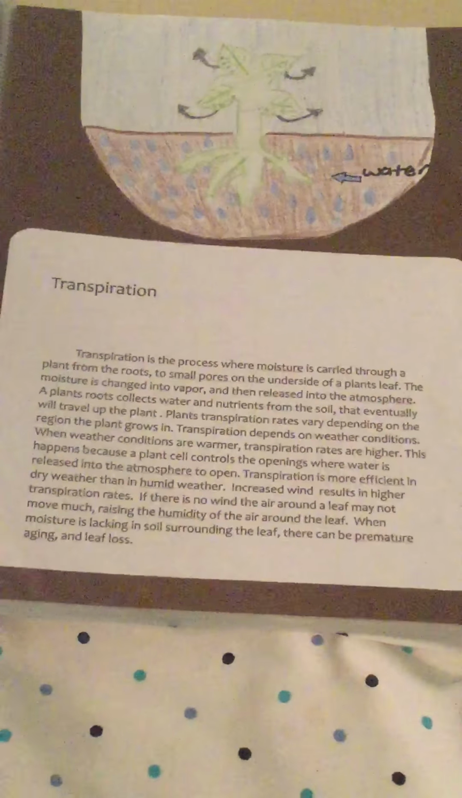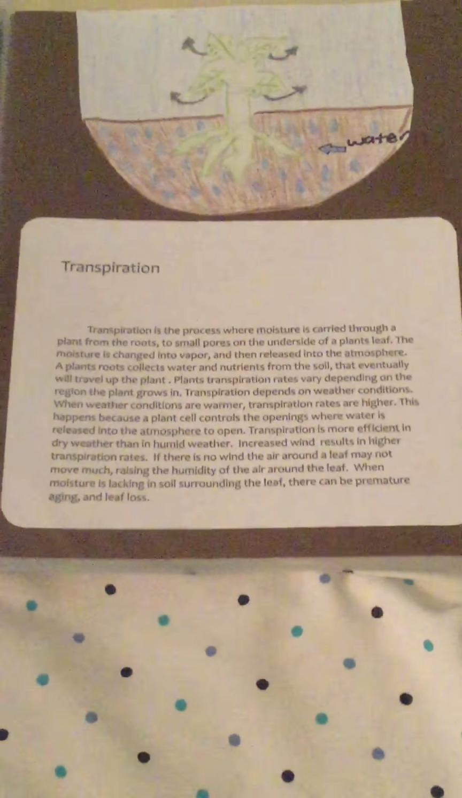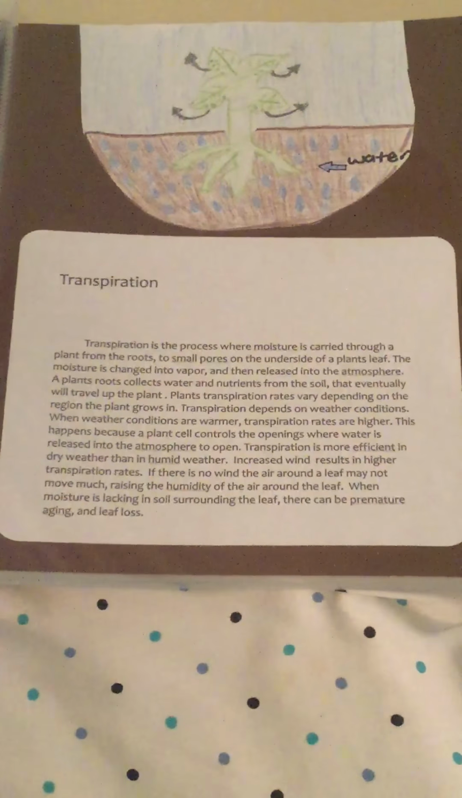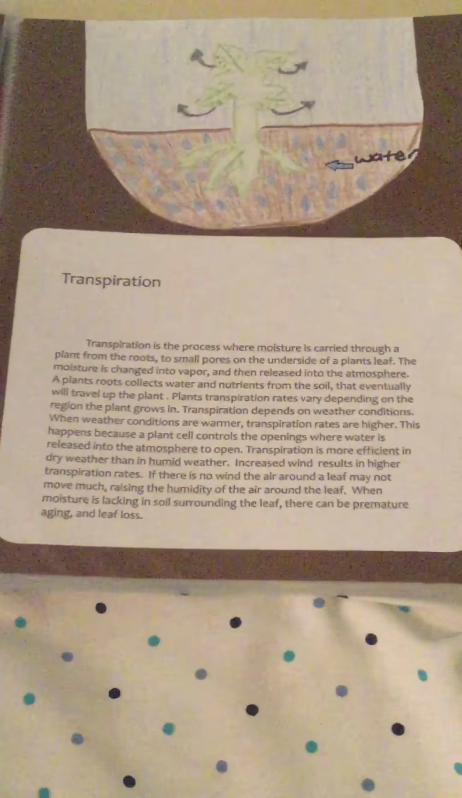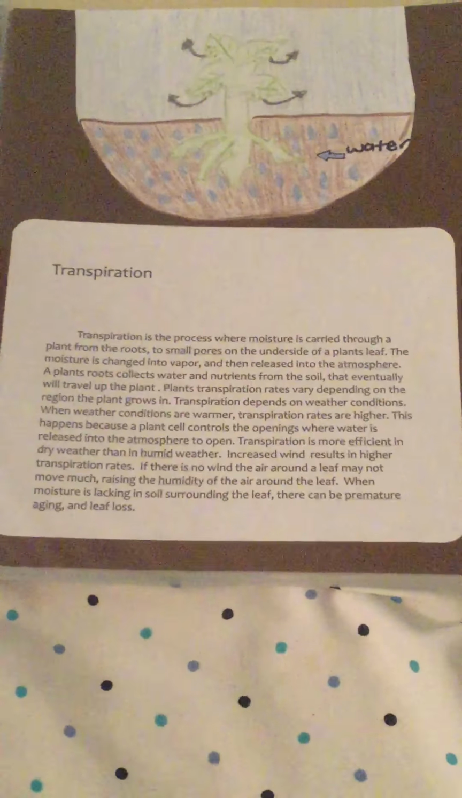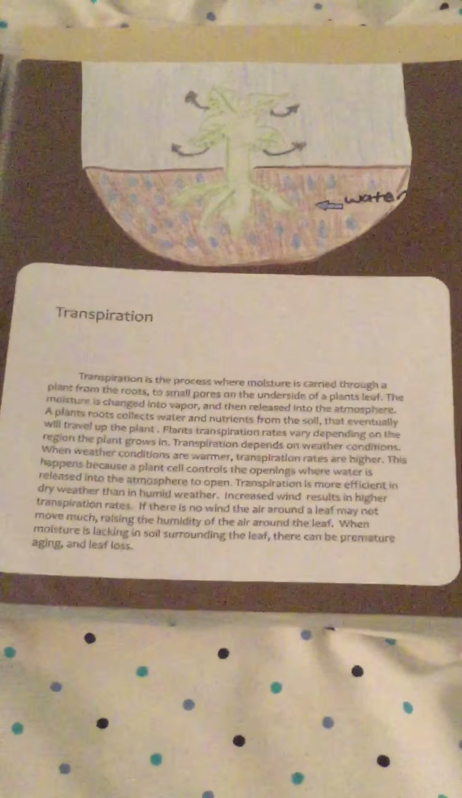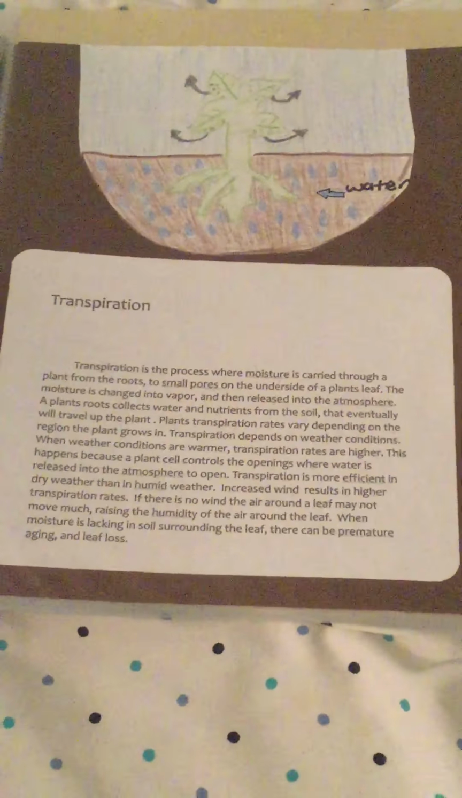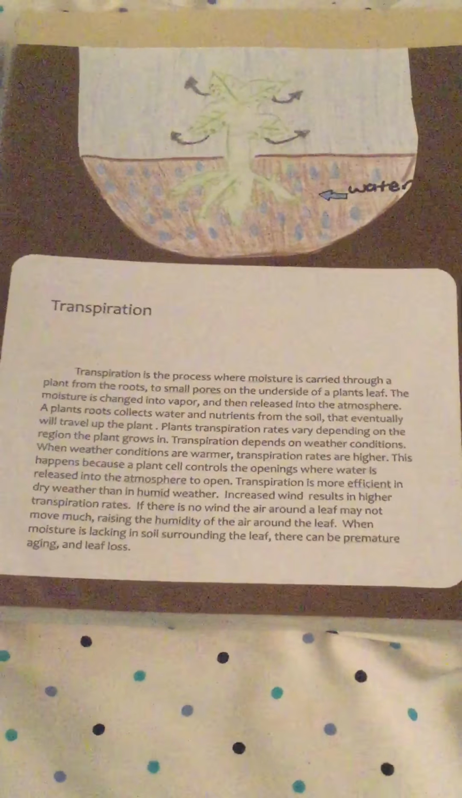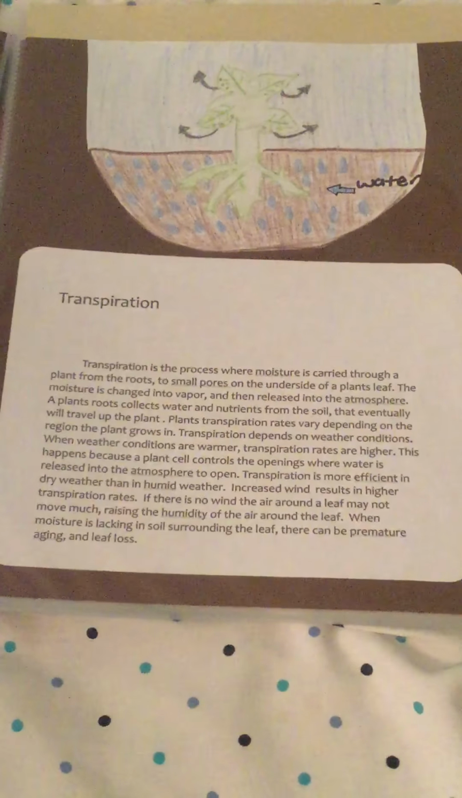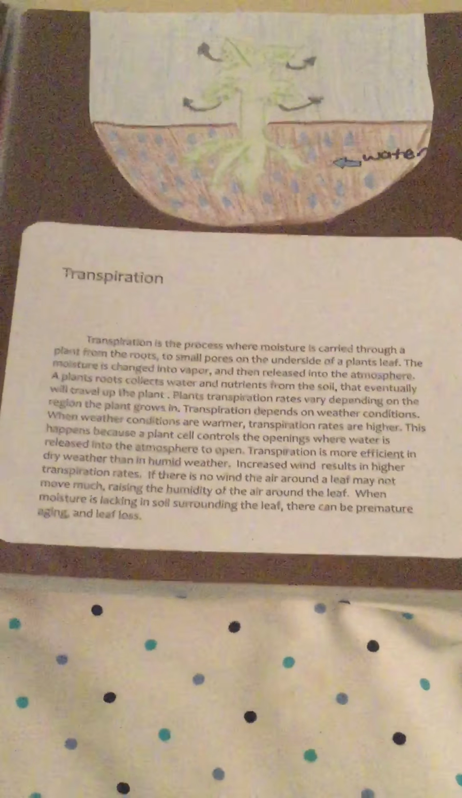Transpiration is the process where moisture is carried through a plant from the roots to small pores on the underside of a plant leaf. The moisture is changed into vapor and then released into the atmosphere. A plant's roots collect water and nutrients from the soil that eventually will travel up the plant. Plants' transpiration rates vary depending on the region the plant grows in. Transpiration depends on weather conditions. When weather conditions are warmer, transpiration rates are higher.